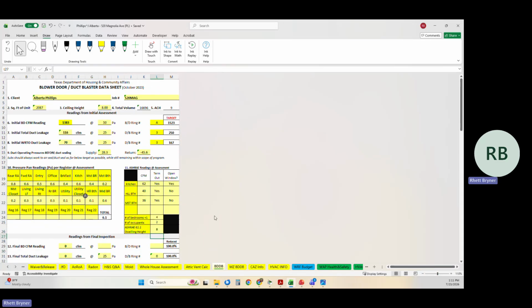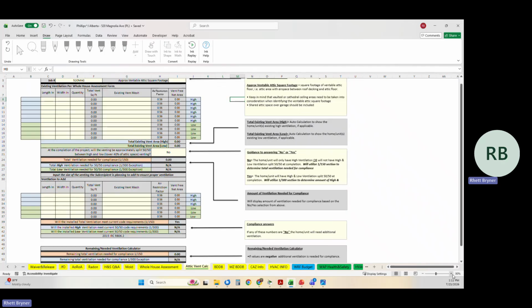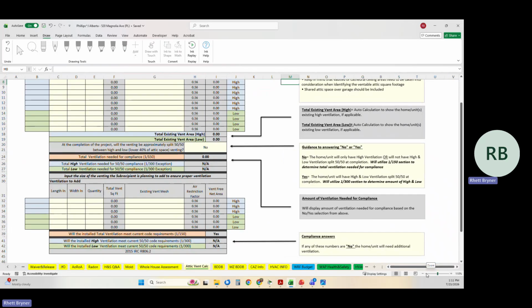We're almost done with the first section here. So I'm going to do one more tab and then we'll stop for this video and continue on with the next one. Okay, so this next part here is your attic vent calculator. I apologize, there's some background noise. My lawn guys are outside right now.